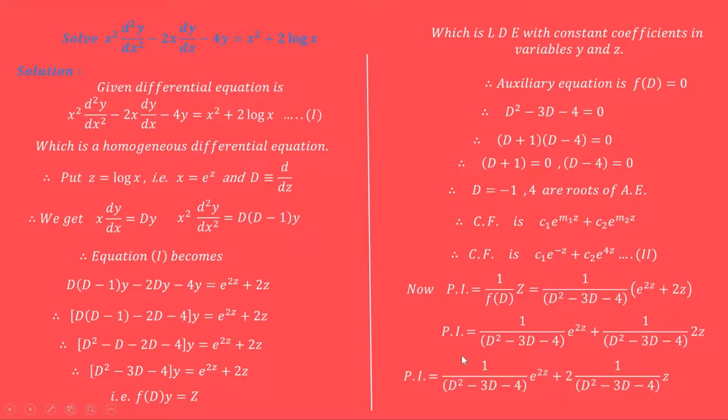And so we get P.I. is equal to 1 upon D squared minus 3D minus 4 into e raised to 2z as it is, plus these 2 constant outside of that operator. So we get 2 times 1 upon D squared minus 3D minus 4 into z. So P.I. is equal to this.